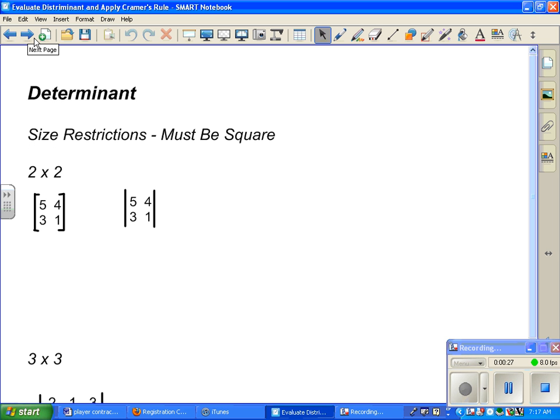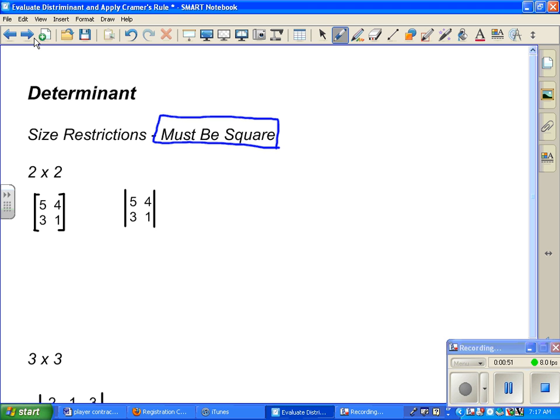First thing we got to be able to do is find a determinant. Okay, size restrictions. The matrix must be square if you're going to find the determinant. Okay, it must be square. You can't have a 3 by 2. It needs to be a 2 by 2, 3 by 3, 4 by 4, something like that in order to find the determinant. For this class, we're only going to deal with 2 by 2s and 3 by 3s.